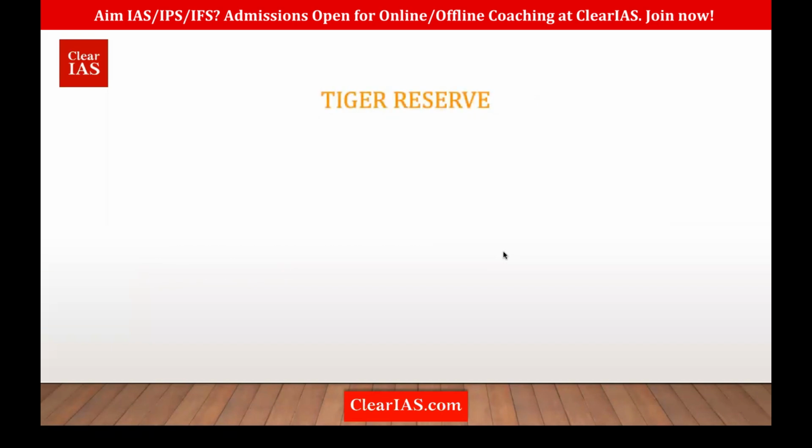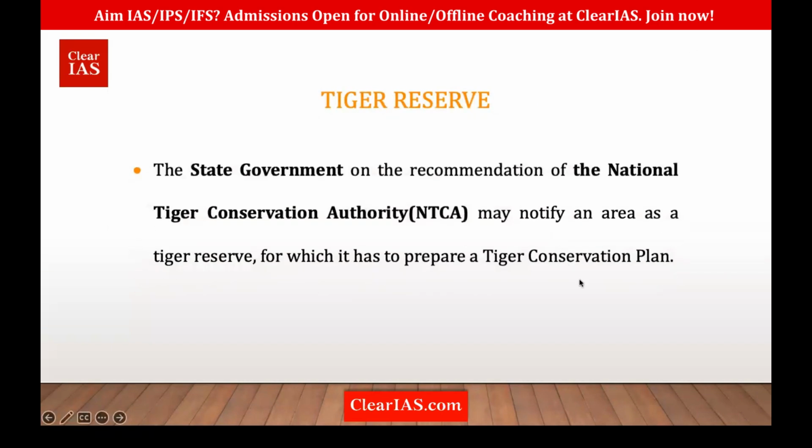Okay, now we have the tiger reserve. All of you would have heard of this. This is also declared by the state government, but on the recommendation of whom? The National Tiger Conservation Authority. The NTCA is recommending to declare an area as a tiger reserve. As of now, there are 54 tiger reserves in India. I think the latest one is Ranipur in UP, wherein tigers from Panna Tiger Reserve have been migrating. So you must know about the latest one and the important tiger reserves. UPSC's favorite area is that.